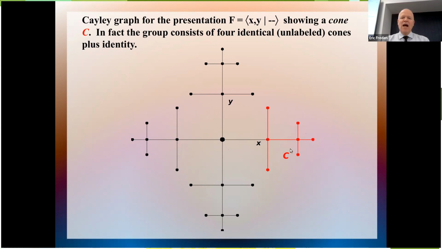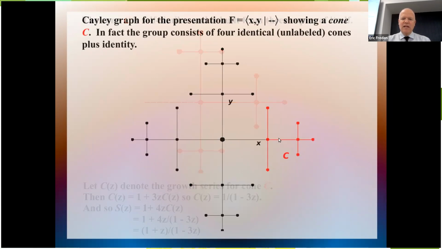You can see that there are 4 copies of this red C here, which I'm calling the cone. There's one based at X, one based at Y, one based at X inverse, one based at Y inverse. So the entire growth is one element at radius 0, and then I can do 4 of these things. And if I consider an edge length, an edge has length 1, that's the same.